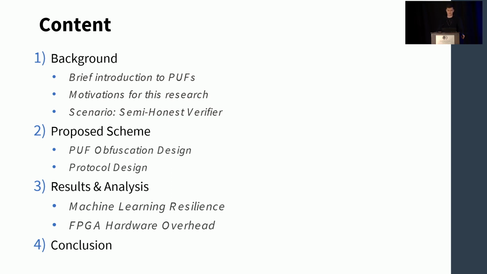I'll then cover the scheme that we proposed in this work, which consists of a PUF obfuscation design, the hardware element that we worked on, and then the protocol design, which we tied into the hardware. Then I'll give some of the results and analysis on the machine learning resilience of the hardware design we implemented, and then the overhead for the FPGA implementation, and then I'll give a conclusion.